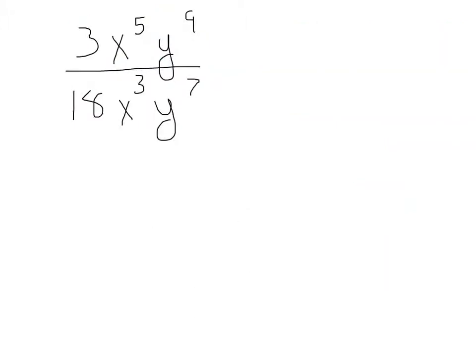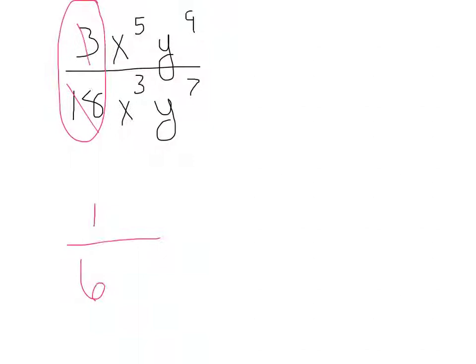Now let's try this example. So first, I'm going to look at the 3 over 18. And I'm going to realize that 3 and 18 both have factors of 3. So that can be reduced to 1 over 6. A tendency of a lot of students, since they know 3 goes into 18 6 times, is to just write 6. But it's not actually 6, it's 1 over 6.